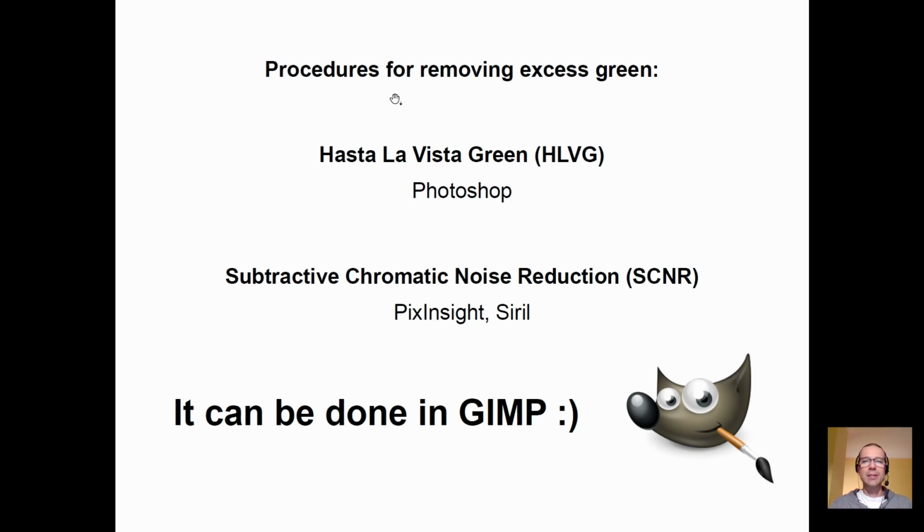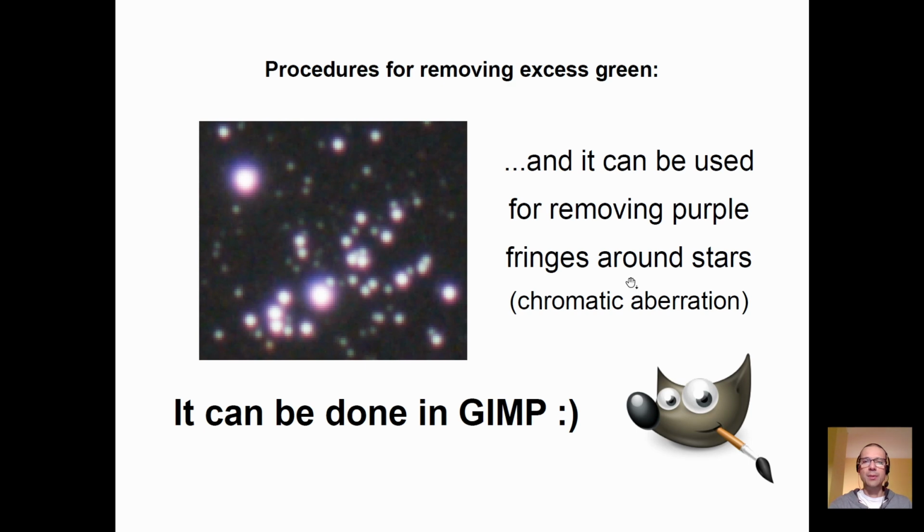Today's video is a continuation of last week's video, where I was talking about procedures for removing excess green. This reduction of green color can be done in GIMP, but the same process can also be used for removing purple fringes around stars to remove the effect of chromatic aberration. It is important for people who use refractors and also lenses for cameras, for DSLRs, photographic lenses.